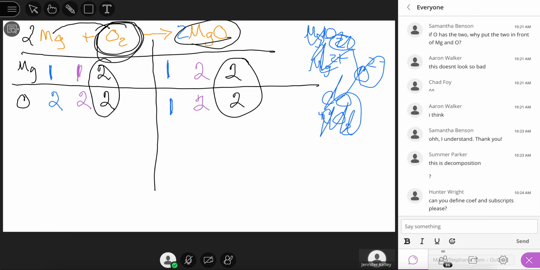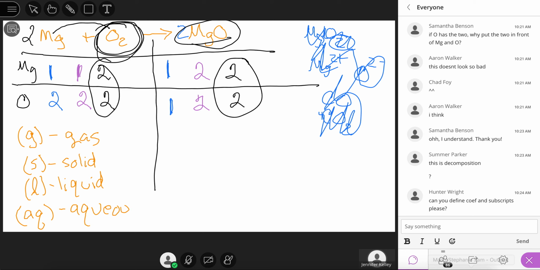All right, and here are the symbols that you'll see. Give me 1 second, I'll define the coefficients and the subscripts. So you'll see these symbols, and they're pretty intuitive. This is an L, by the way. My handwriting's not always the best. All right, the first one is gas. Second one is solid. This one is liquid. And this one is aqueous.